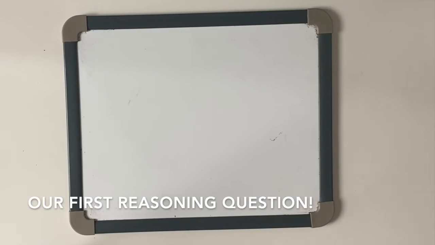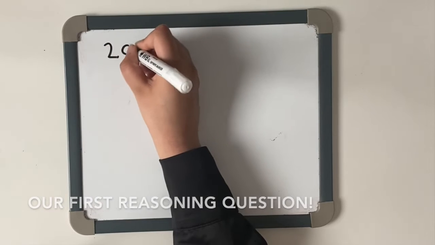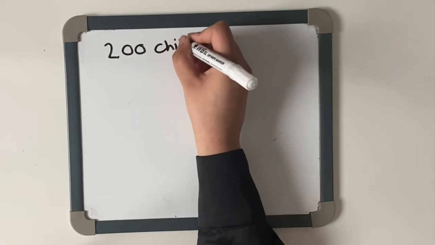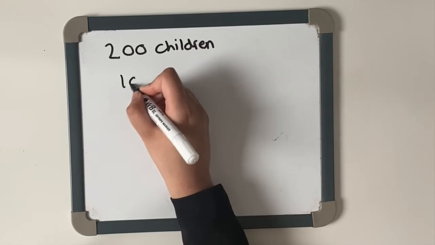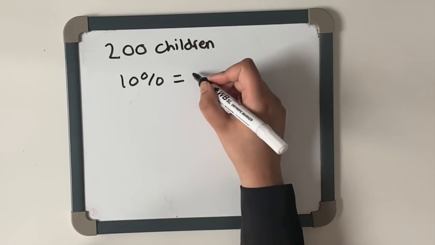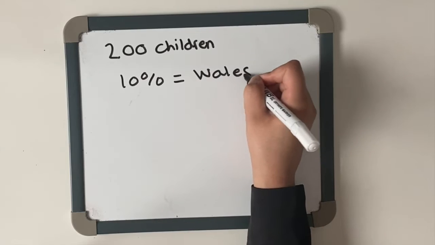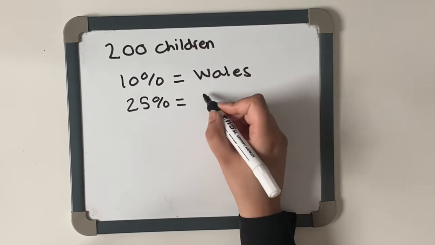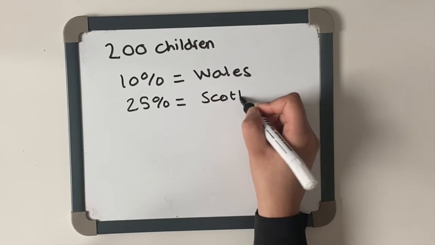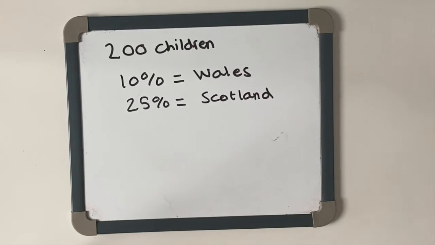So our first question states 200 children went on holiday. 10% of those went to Wales. And 25% of those went to Scotland. And the question asks, how many more children went to Scotland than went to Wales?